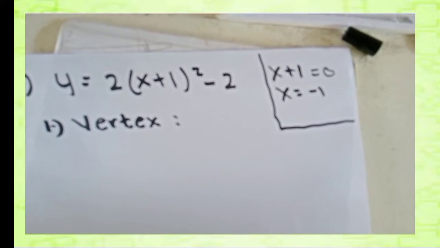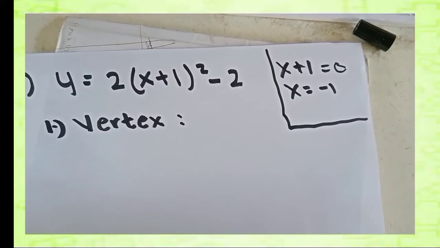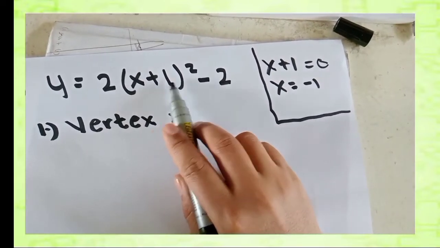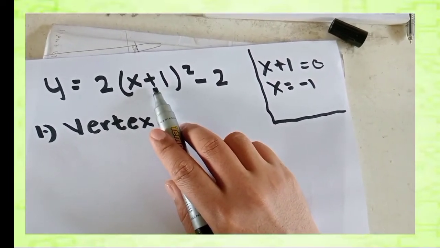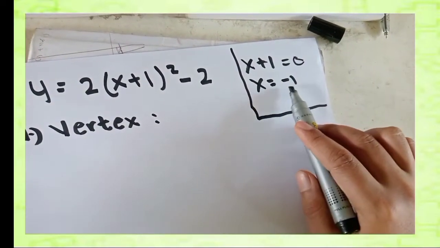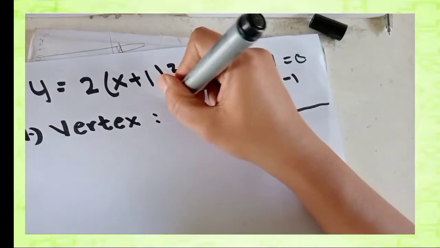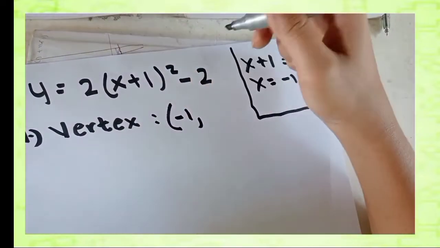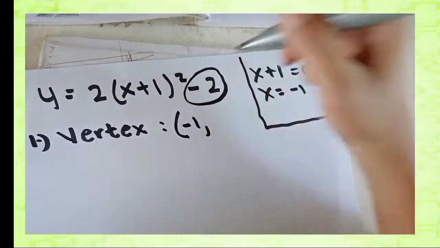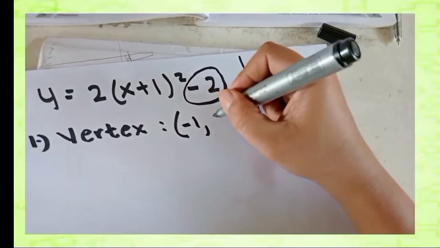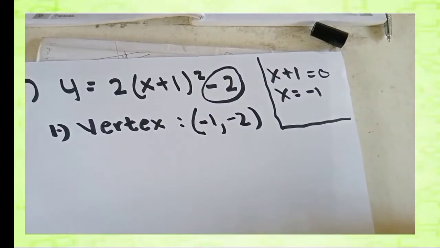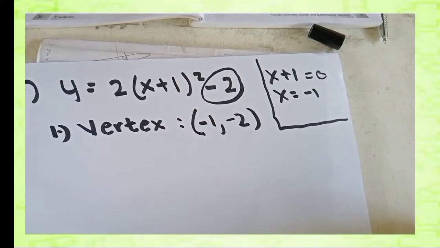To find the vertex mga ka-fighter, titingnan lang natin tong x plus 1. So ano nga ba ang sign ng plus 1 dito? We have plus sign. So i-change natin ito ng negative or equate natin ito 0. X plus 1 equals 0 where x equals to negative 1. So our h is negative 1. How about the k? Since we are talking about vertex, so only copy this constant number. We have negative 2. So our vertex is negative 1 and negative 2.